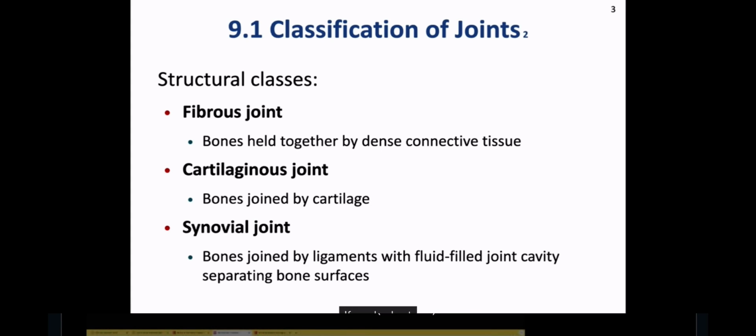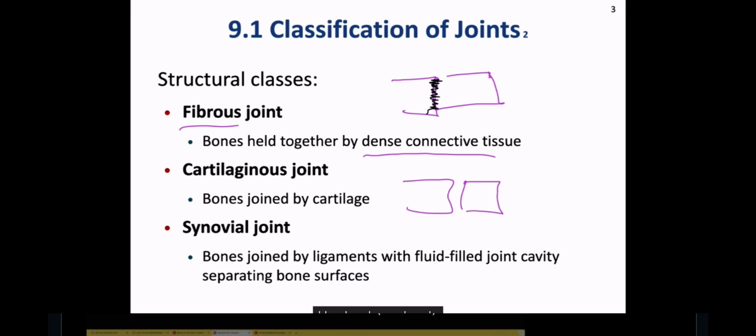If we look at these structurally, we could have a fibrous joint. Fibrous joints are going to have bones held together by fibers, and those fibers are going to be in some dense connective tissue. These are not going to move a lot, right? If there's a bone and there's a bone, and I put maybe collagen and dense fibers between them, they're not going to move a lot. Another type of joint that will not move a lot is cartilaginous joint. Here's a bone, and there's some cartilage between it.